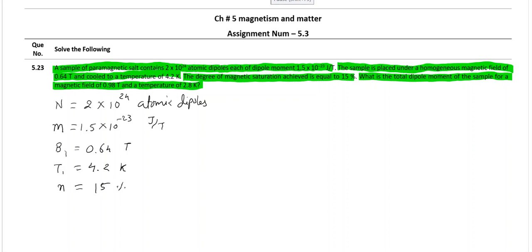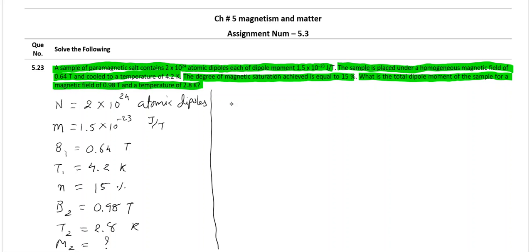And what is the total dipole moment of the sample when the magnetic field is 0.98 Tesla, that is, B2 is 0.98 Tesla, and temperature is 2.8 Kelvin, let it be T2, and saturation magnetization, let it be M2, which is to be calculated, so question mark.